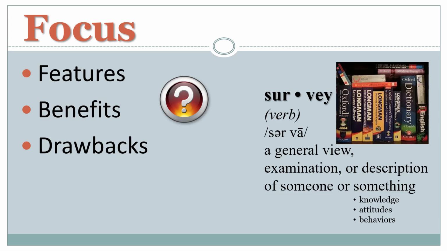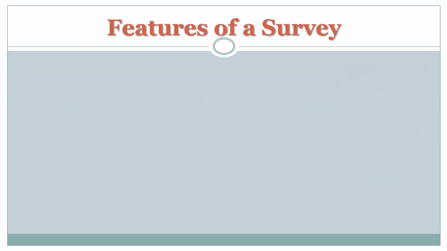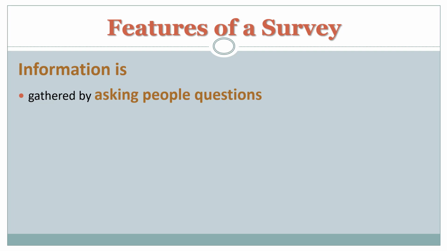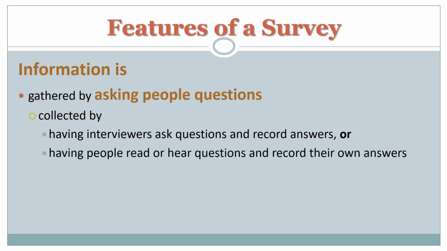We'll start with the three basic characteristics that most surveys meet: the features, which are all about getting information directly from the people. That information is gathered by asking people questions. You can get the answers to these questions by having someone else, an interviewer, ask the questions and then record the answers, like in a phone survey or a face-to-face intercept survey. Or you can have people read or hear the questions and record their own responses, like an internet-based survey or a handout questionnaire.